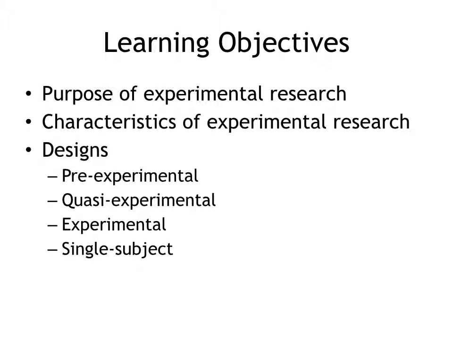The learning objectives, or what I want you to take away from this, is I want you to be able to explain the purpose of experimental research and how it's different from the non-experimental types. You need to be able to pull up the characteristics of experimental research. In other words, what makes it experimental research? And then there are 4 designs that we're going to talk about: pre-experimental, quasi-experimental, and experimental. And then the 4th one is single subject. I'm just going to talk briefly about that because it's very seldom used.